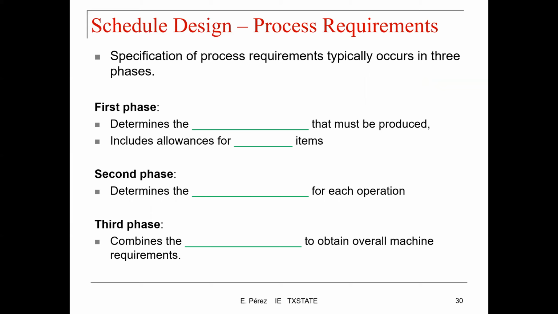Specification of the process requirements typically occurs in 3 phases. The first phase determines the quantity of components that must be produced, and that includes allowances for defective items. The second phase determines the machine requirements for each operation, and the third phase combines the operation requirements to attain overall machine requirements.